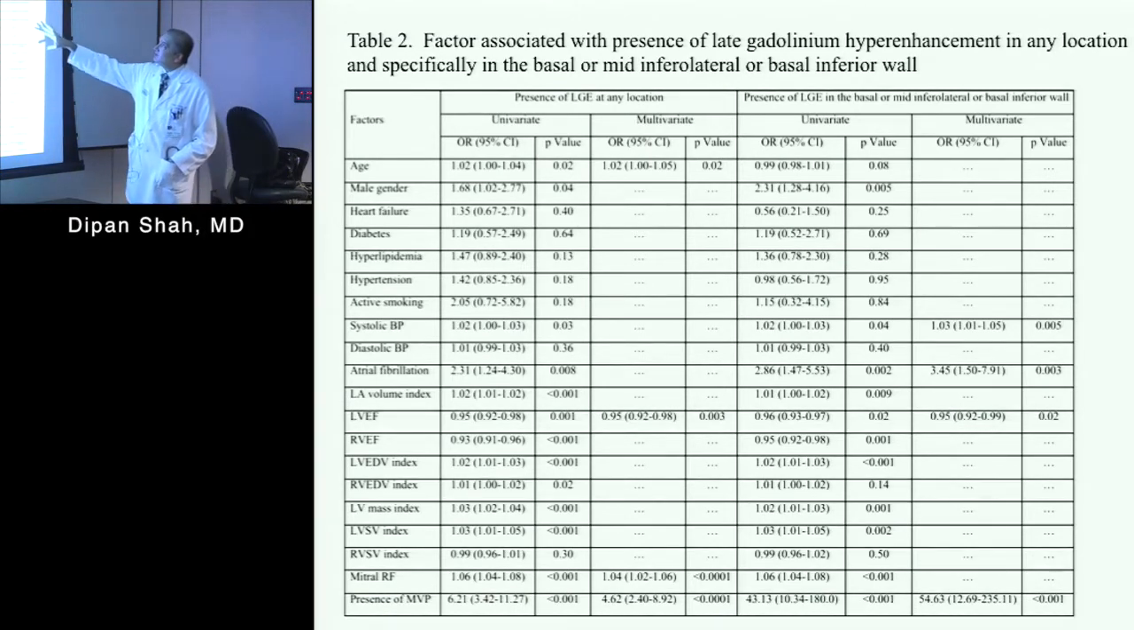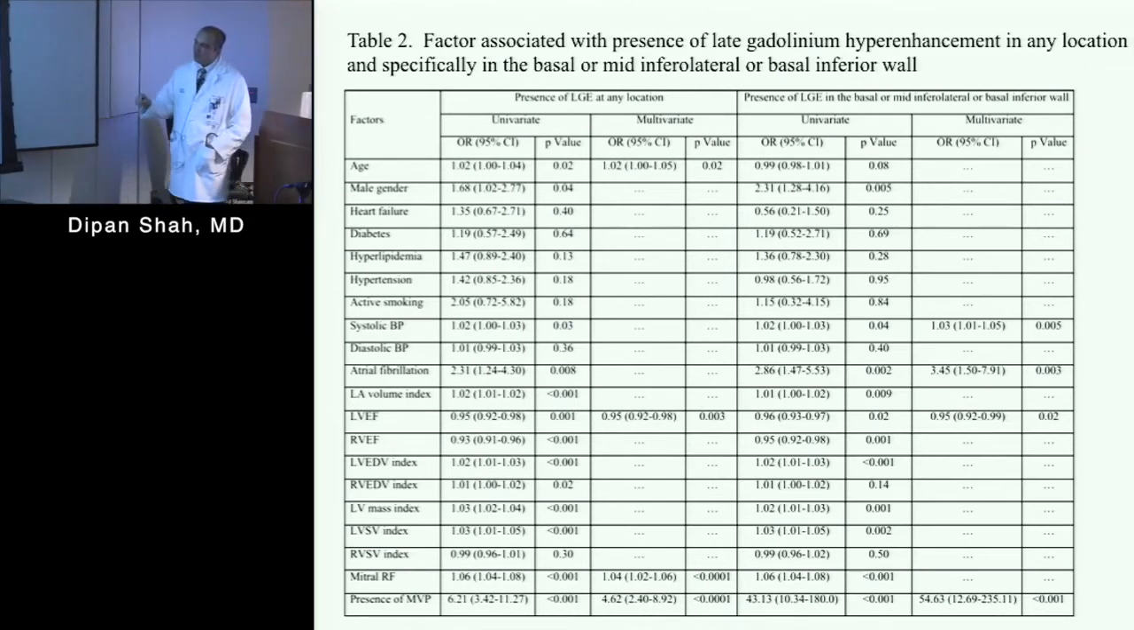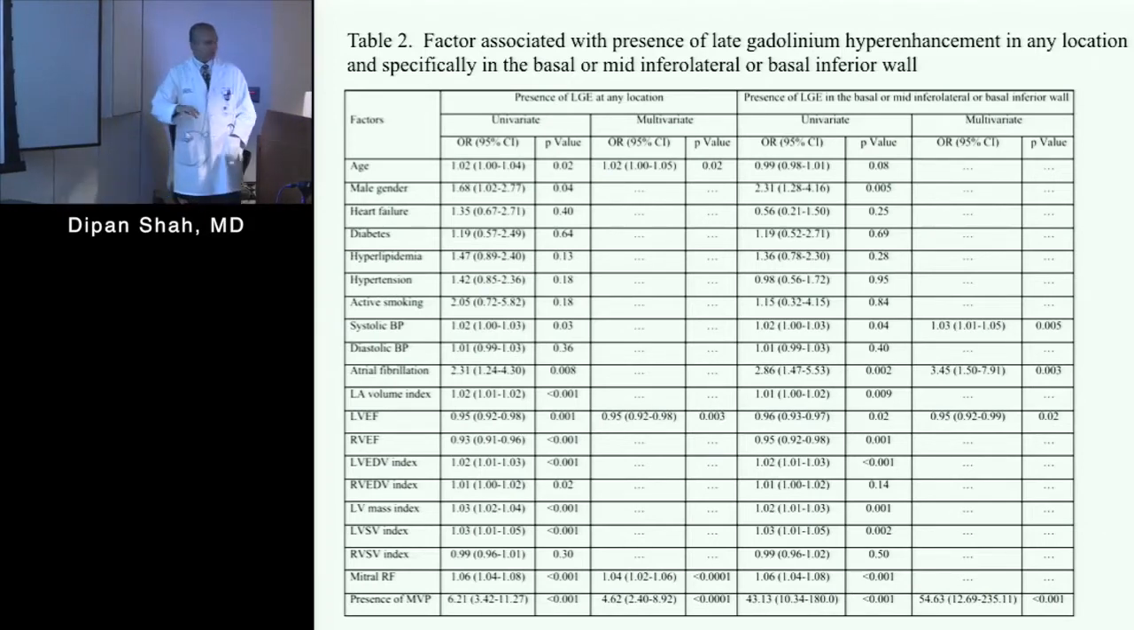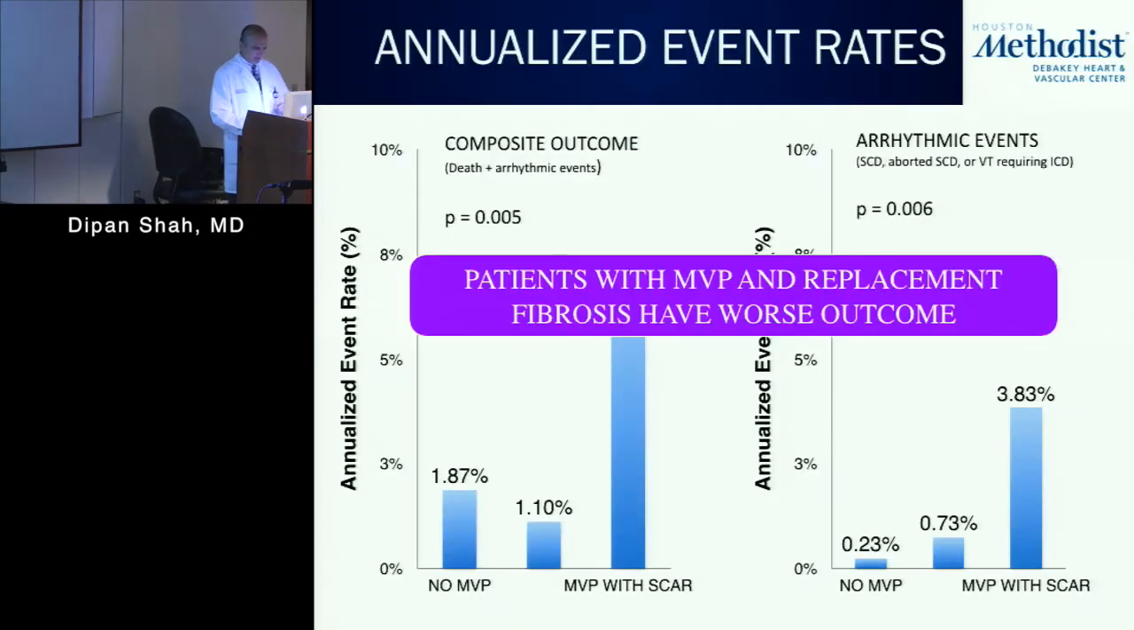And then if you look at fibrosis within that specific area adjacent to the posteromedial papillary muscle, the factors are systolic blood pressure, atrial fibrillation, LVEF, but again, a very, very strong association was having mitral valve prolapse present, with really a 50-fold higher rate of having fibrosis in that region if you have mitral valve prolapse versus patients that don't. Let me skip past this one here.